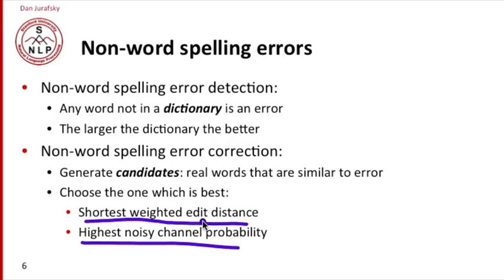So we find words that are not in the dictionary. For each one, we generate a set of candidates. And those are going to be real words that are similar. And we'll talk about what similar means to that error. And then we'll pick the best one.